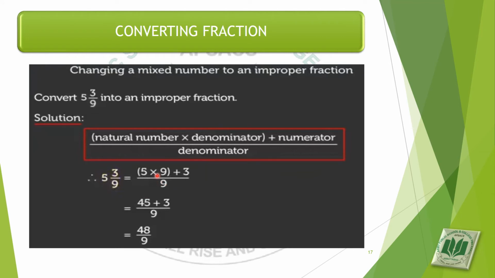Now, when we solve this equation, 9 multiplied by 5 equals 45, plus 3, divided by 9. 45 plus 3 is equal to 48 by 9, which is our required result. So when we convert this mixed number, that is 5 whole 3 by 9, into an improper fraction, we get the answer 48 by 9.